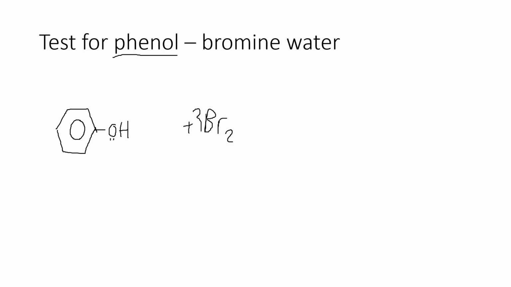So if you react phenol with bromine water, you'd actually need 3 equivalents of the bromine water. Then what happens is we get substitution, and we substitute in the 2, the 4 and the 6 position to give 2,4,6-tribromophenol.